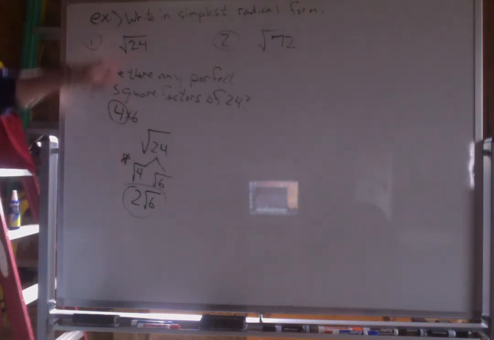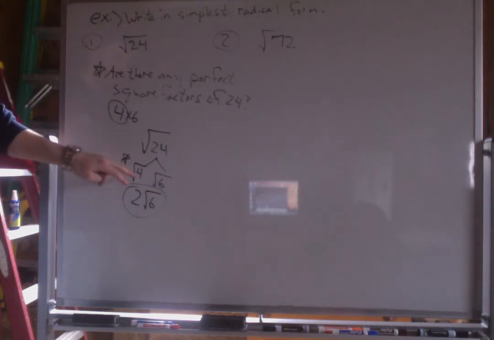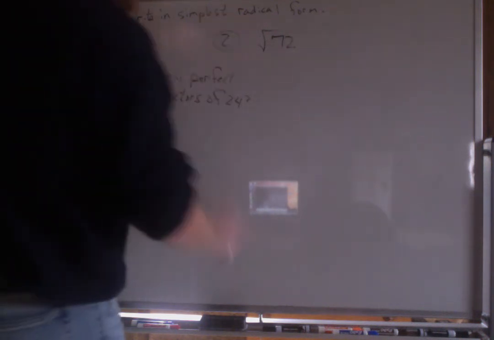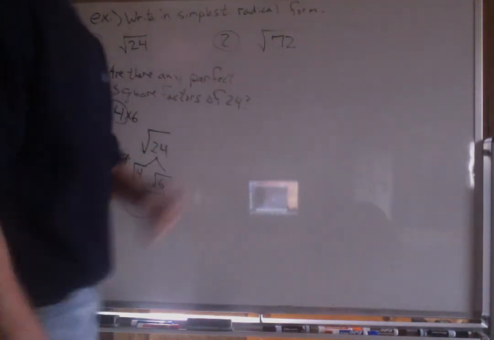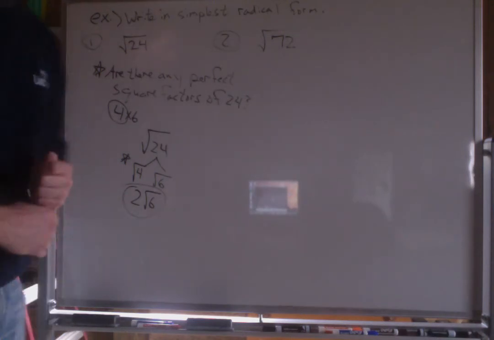So again, reducing a number inside a square root by breaking it down into numbers that are perfect square factors of it. Okay, so hopefully you followed that. We're going to do a second one here, number 2. Now, square root of 72. So once again, I think, are there any numbers that are perfect square factors of 72? There are actually a few of them.